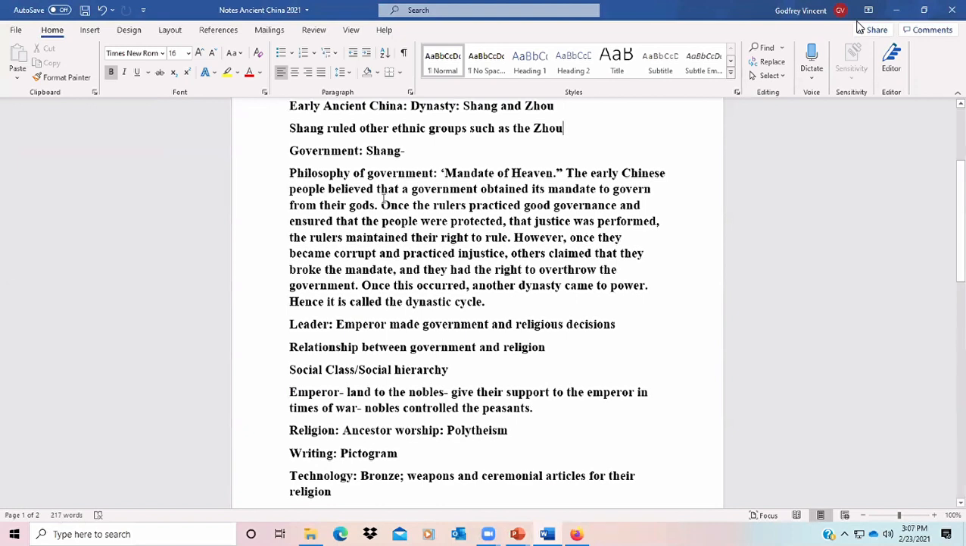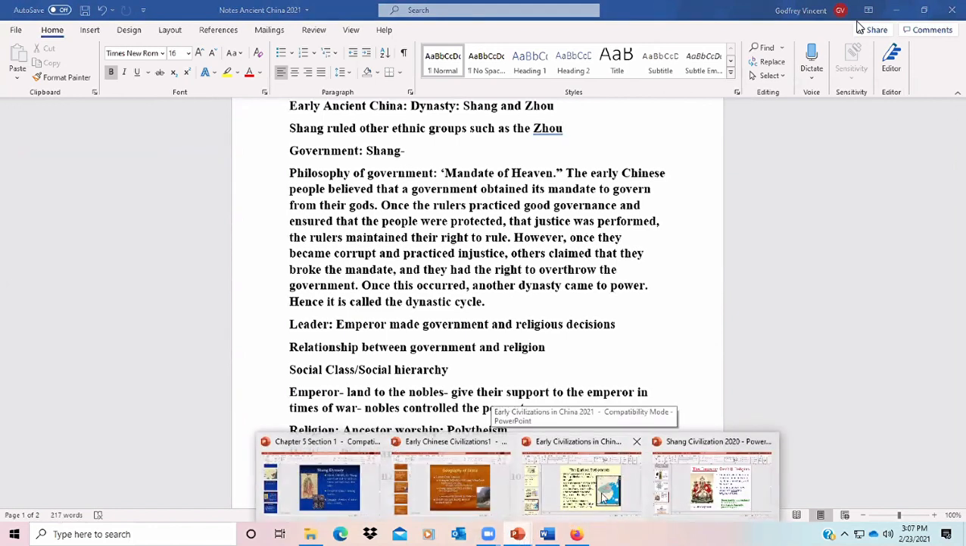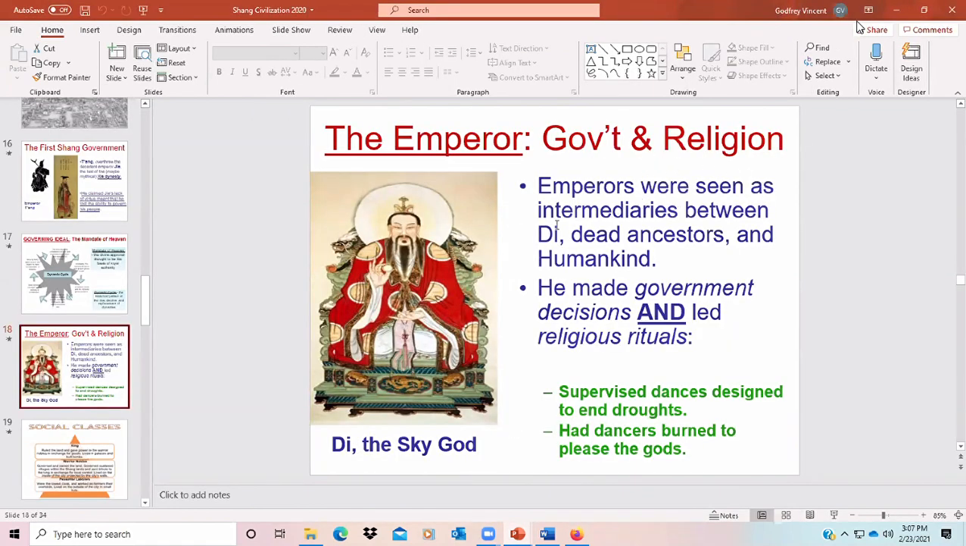So now we are seeing it again in ancient China, where the leader makes political and religious decisions, right? So if you go back to the slide, the emperor is seen as an intermediary between the people and the gods, and he made government decisions and he led the religious rituals. He supervised dances designed to end droughts and had dancers born to please the gods, so they practiced human sacrifice. So here we are seeing, well, not for the first time, because in other civilizations human sacrifices were performed. Like ancient Egypt, India, Mesopotamia, we are seeing government intertwined with religion.